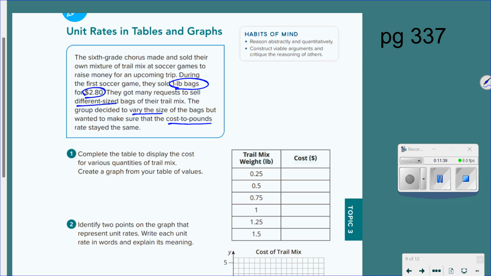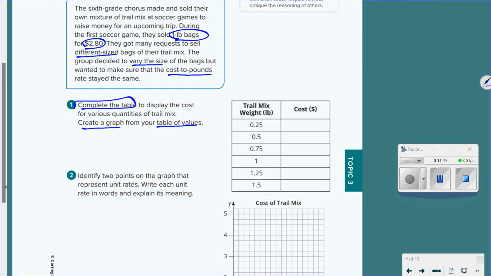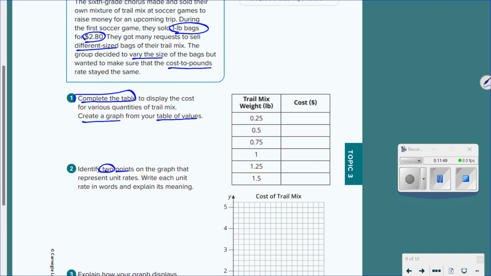So your task, complete the table to display the cost of various quantities, create a graph from your table of values, and then identify 2 points on the graph that represent unit rates. Write each unit rate in words and explain its meaning. So there's 2 parts. Write it in words and explain its meaning.